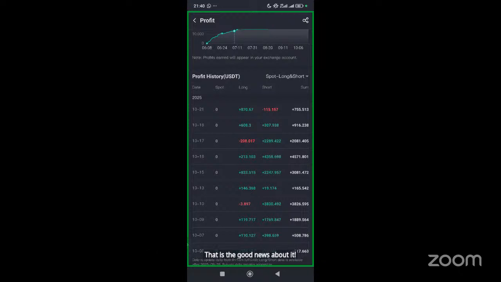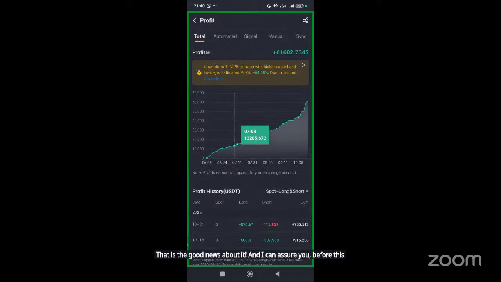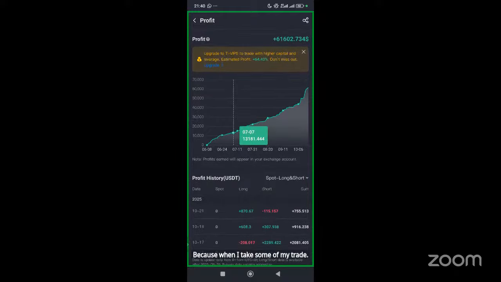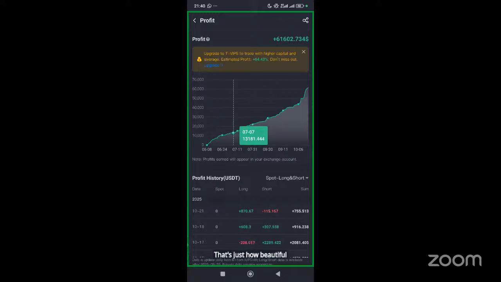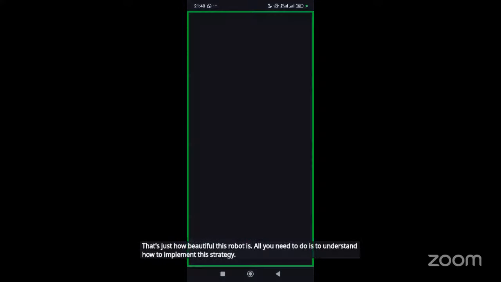And I can assure you, before this training closes, you will see that this money here, take note, this money here will increase. That is just it. Because when I check some of my trades, you will find out that most of them are already in profit. That's just how beautiful this robot is. All you need to do is understand how to implement this strategy, and you will definitely do amazingly well with it.